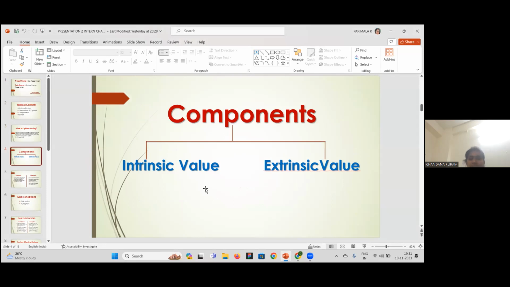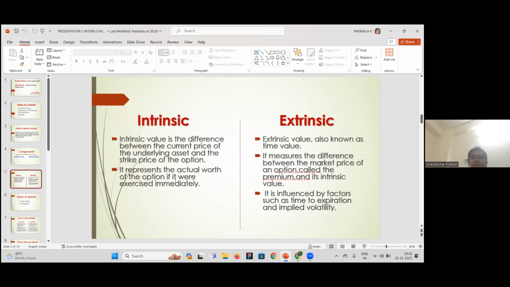And these are the two main components of options pricing. One is intrinsic value, and the second one is extrinsic value. So let's see what is intrinsic and extrinsic value. Intrinsic value is the difference between the stock price and strike price of an option. Stock price means it is the current price, and strike price is the future price. So the difference between them is intrinsic value, and it represents the actual worth of an option.